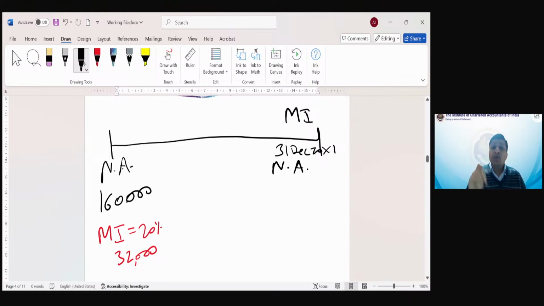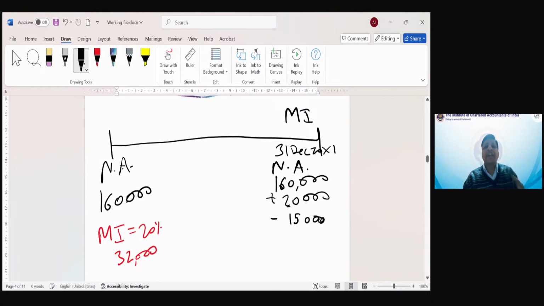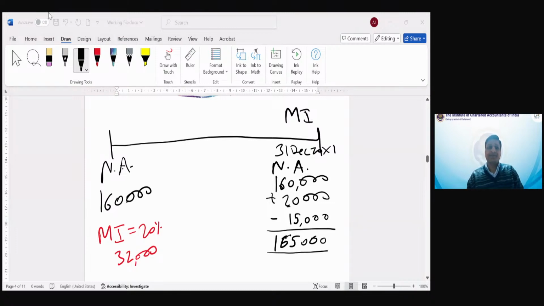The answer is yes. During the year, there is a profit of 20,000. So this net asset of 1,60,000 will increase by 20,000. And out of these profits, a dividend of 15,000 has been paid. So that will reduce the amount of net assets. So all in all, what is going to be the amount of net assets at the end of the year? 1,65,000. Yes or no? So this will be the amount of net assets at the end of the year. Correct?